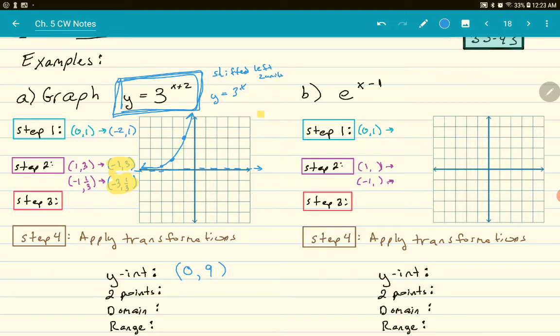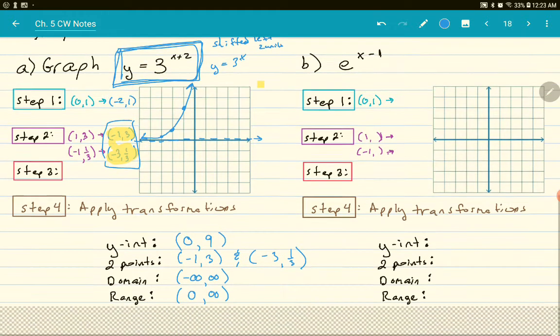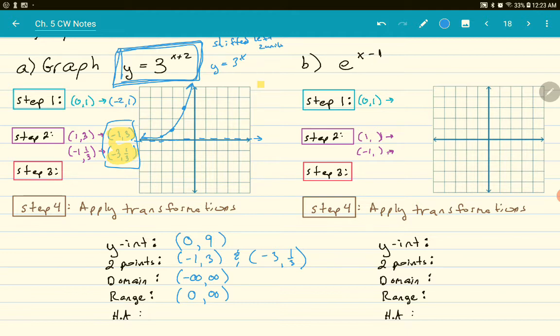And then the two additional points I have right here, those are my 1 and negative 1 points that have been shifted. So I have negative 1, 3, and negative 3, 1/3. My domain hasn't changed from my parent function, so that one goes from negative infinity to infinity. My range also has not changed. That starts at 0 and goes up forever. And my horizontal asymptote didn't change because I just did a horizontal shift. So my horizontal asymptote is still y equals 0.